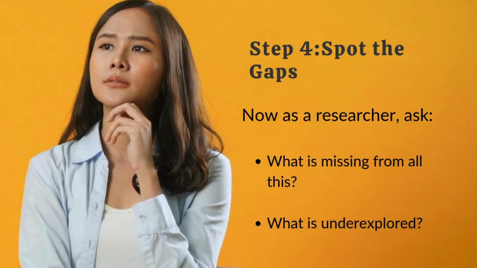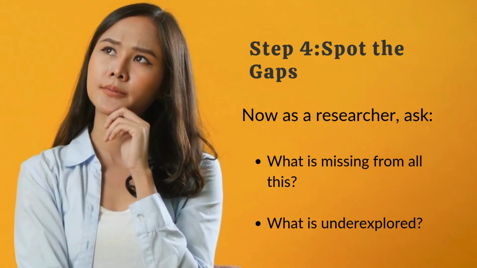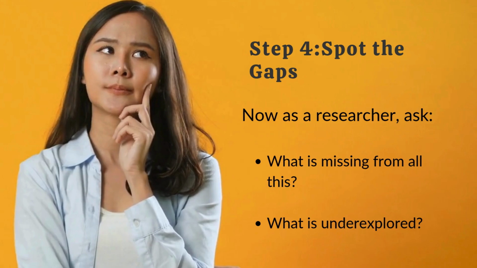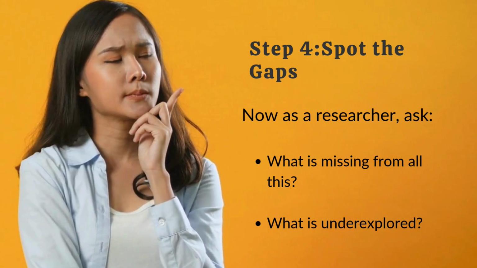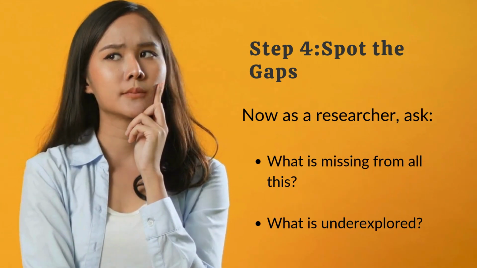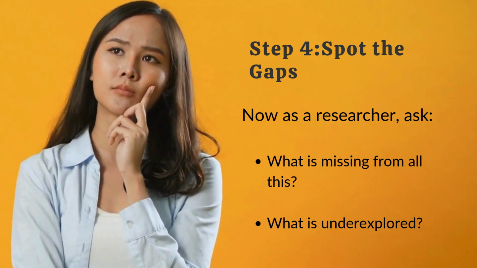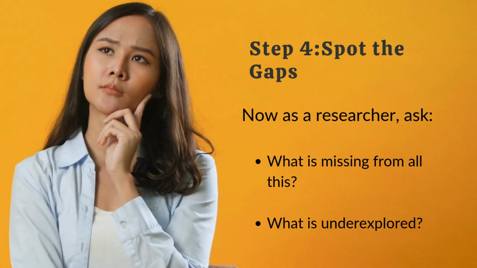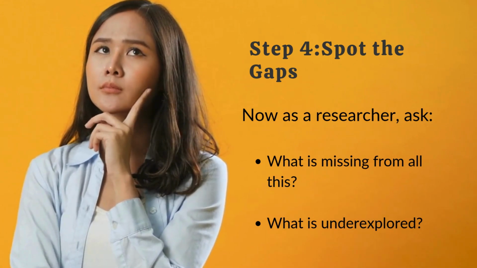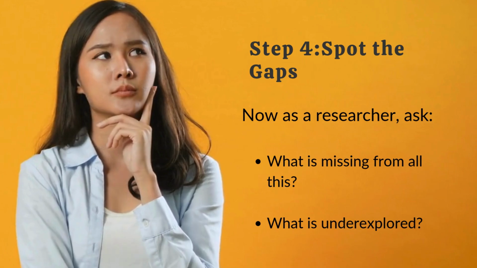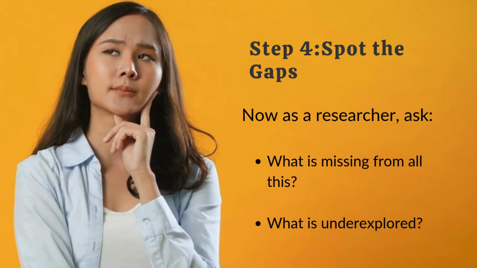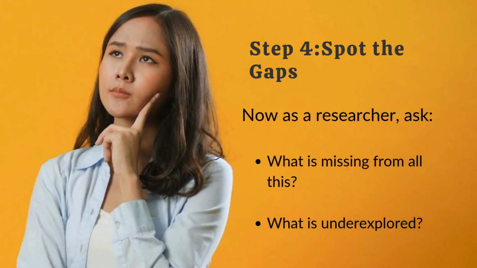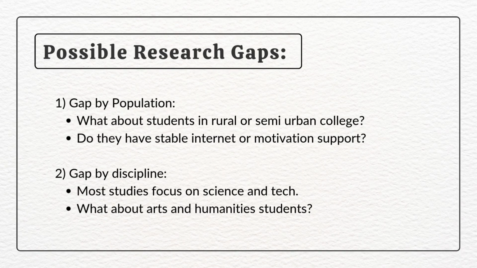Here comes the most important step, gap spotting. Now, as a researcher, ask yourself, what is missing from all this? What is underexplored? Let's find out the possible research gaps. First gap is gap by population. It's okay if you don't know these types of gaps. After literature review series, we are going to focus on the types of research gaps. Okay? So first gap by population.